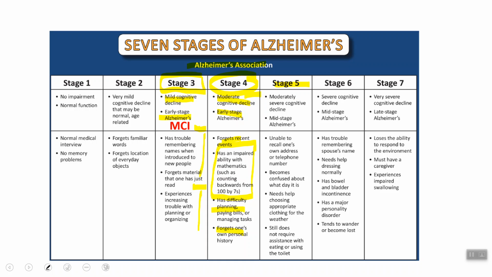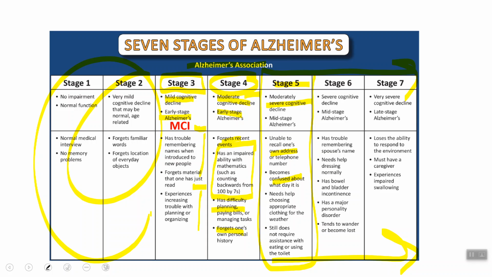Here, stage 5 is moderately severe decline. You can't remember your address, your phone number, confused what day it is. This right here, 5 to 7, are late stage Alzheimer's disease. So we really want to catch people right in here, right? We want people coming in, saying, hey, what can I do to fix my brain? But of course, most people are going to be coming to us in stage 3, 4, and stage 5 right here.